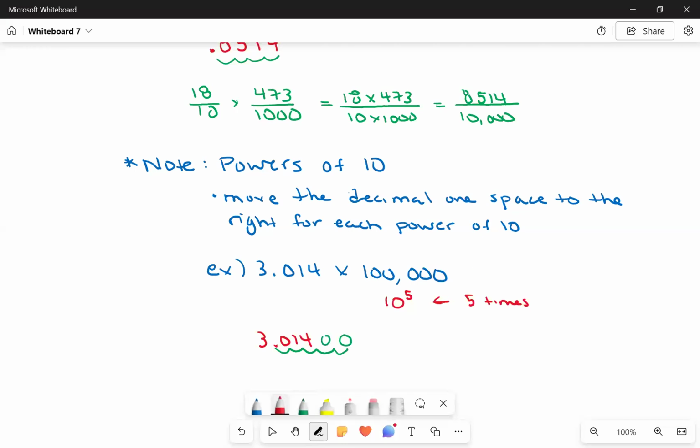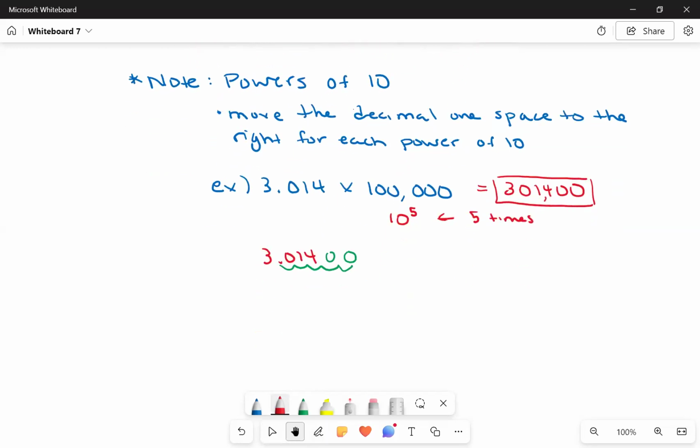So the final answer is 301400, and I'll just put my comma in, 301,400. So we move the decimal 5 places based on the fact that this is 10 to the 5. And that's it. That's how you do it. You don't have to do anything exciting, no multiplying. We can just move the decimal. Okay, now on to division.